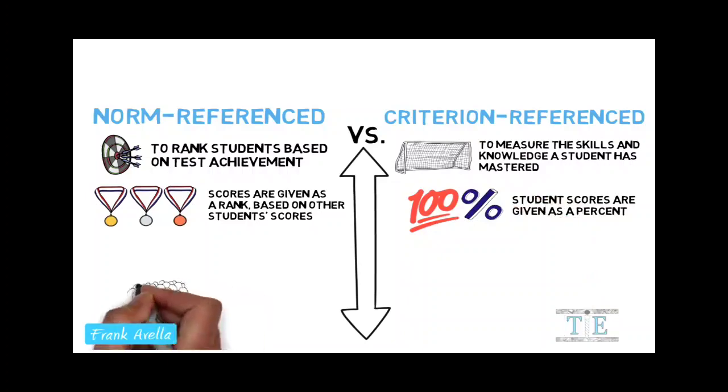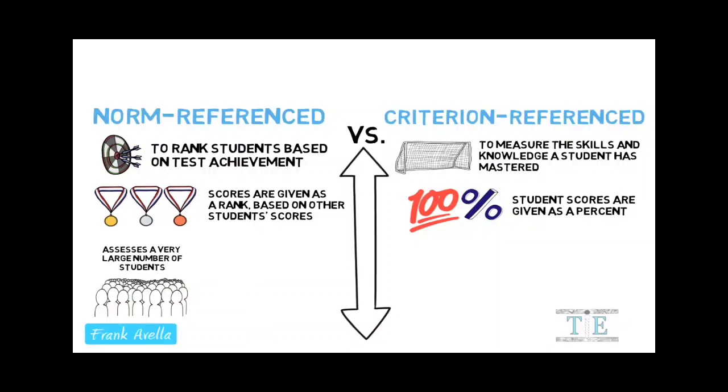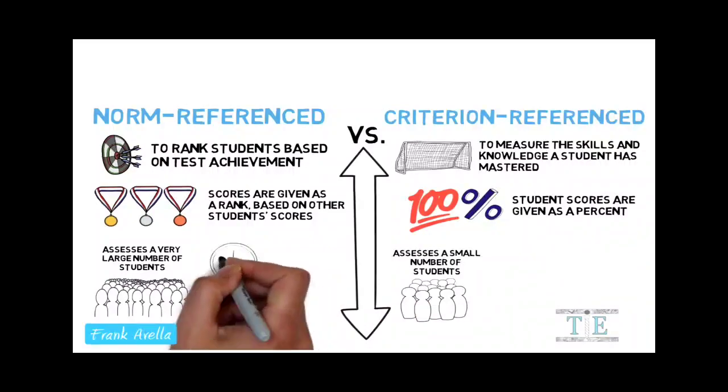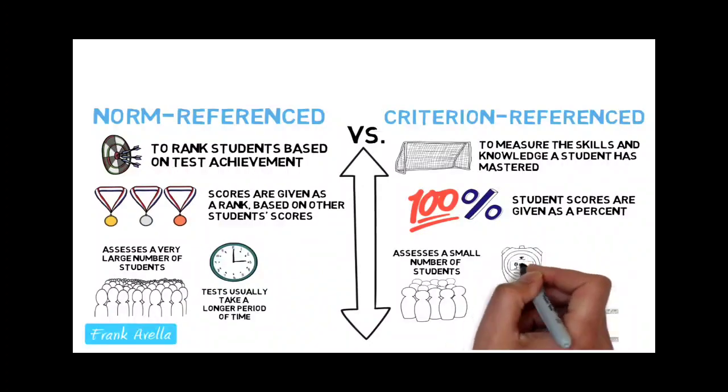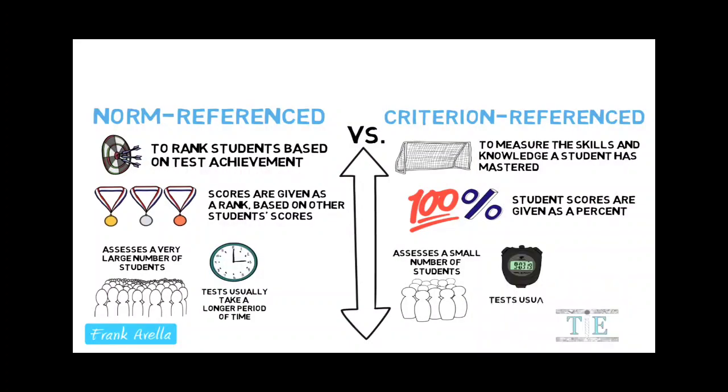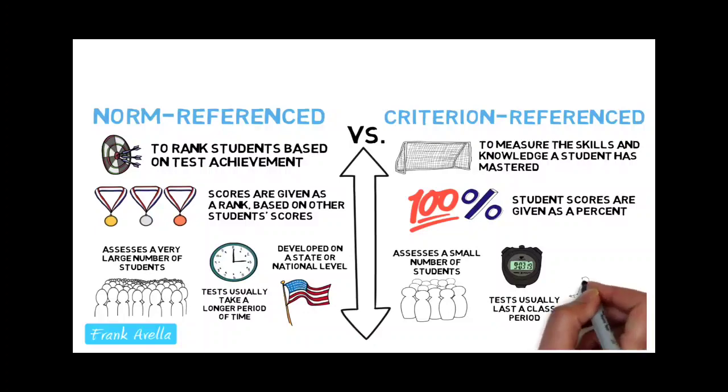Now, a norm reference test would differ from a criterion reference test in the number of students tested. Norm reference tests usually assess a large number of students. Criterion, on the other hand, usually assess a smaller number of students. Norm tests take a longer time to develop, and these tests take a longer period of time for the students to complete as well. Criterion reference tests are not as long as your norm reference tests. These tests usually last only about a class period. Normed assessments are developed on a larger scale compared to criterion. They're often developed on a state or national level, and criterion reference tests can be developed individually. They are mostly created by the classroom teacher.